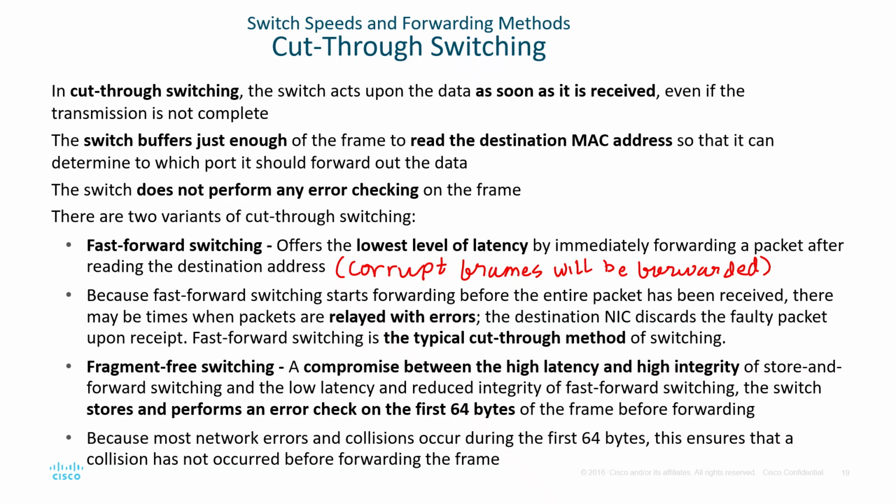Now, the middle line between store and forward and fast-forward is fragment-free. So a compromise between the high latency and the high integrity of store and forward and the low latency and reduced integrity of fast-forward, the switch stores and performs an error check on the first 64 bytes. And why 64 bytes? It is the minimum size of a valid frame.